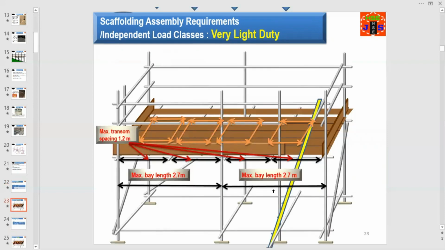This is an example of very light duty scaffold. Here you can see the spacing between transoms and maximum bay length, as I told you, 2.7 meter, and maximum transom spacing is 1.2 meter. You can understand easily what is bay length and what is transom.